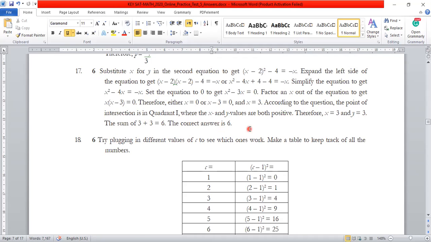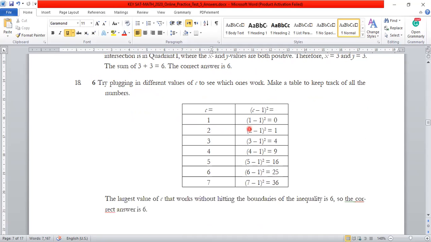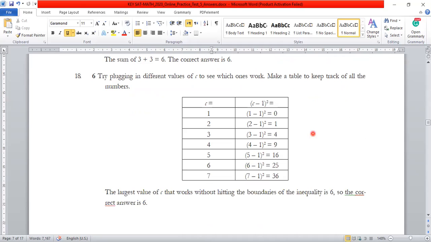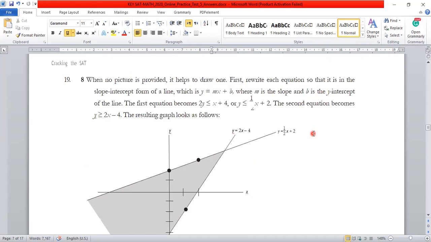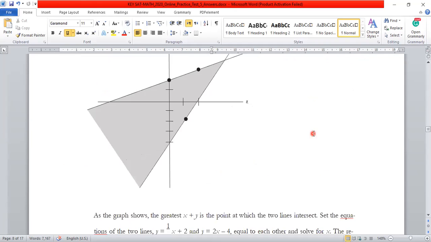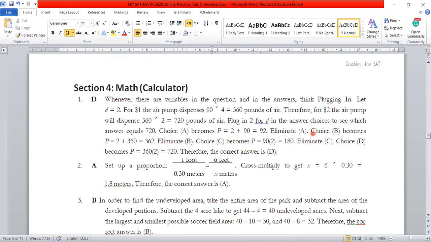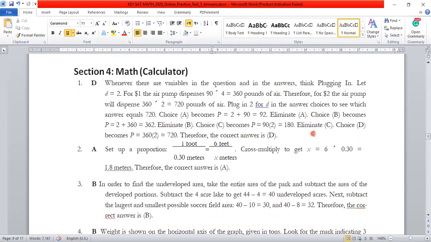Now 18. Let's see. For 18, try plugging in different values. Have you done question number 18? No, I think we didn't do number 18. We skipped over to question number 19. Question number 1 now. Yes, we have ended over here, and now this section is with a calculator.